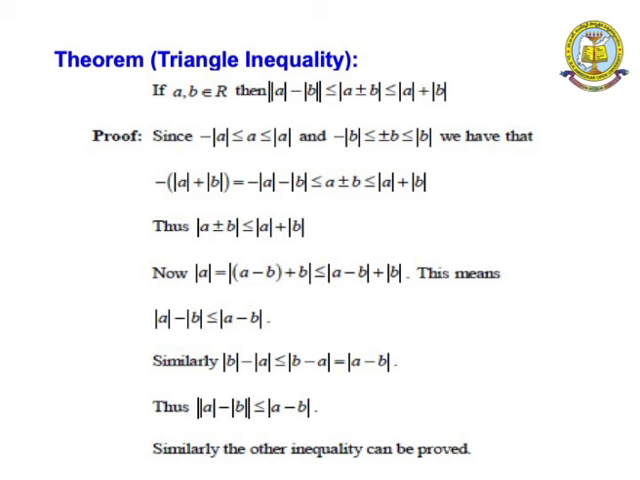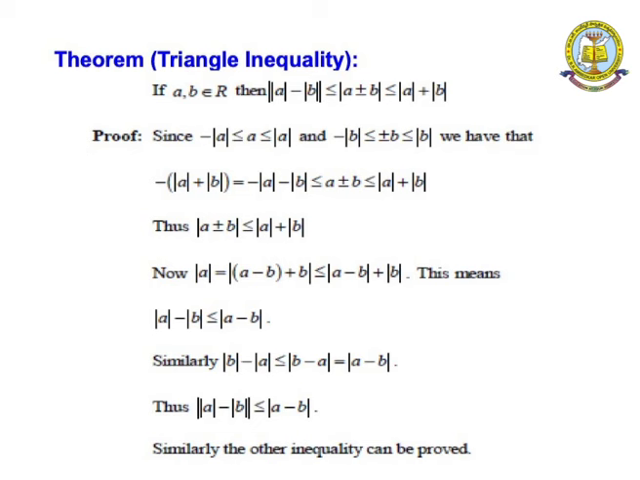Coming to the next, one of the most important properties, the triangular inequality. With the help of this inequality, we have certain problems also. First, let me discuss the theorem and its proof. I will read the statement. If a, b belong to R, then mod of mod a minus mod b is always less than or equal to mod of a plus or minus b, which is less than or equal to mod a plus mod b. Now, coming to the proof of this.